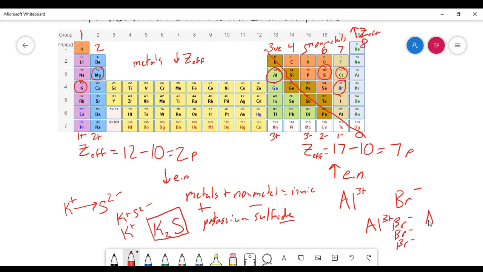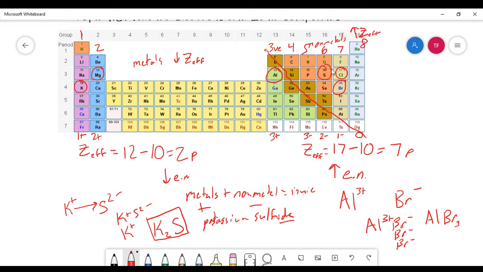So this compound is going to be AlBr3. And the name of this is going to be aluminum bromide. Notice that bromine, chlorine, fluorine, and iodine all form -1 charges. So all these elements would bond in the same way to aluminum, AlF3, AlCl3, AlI3, because they're very similar to one another. So by looking on the periodic table, we can figure out charges.